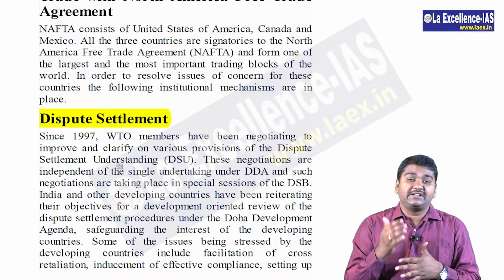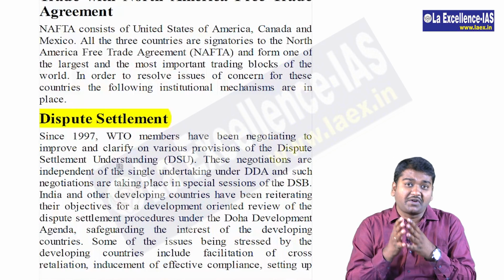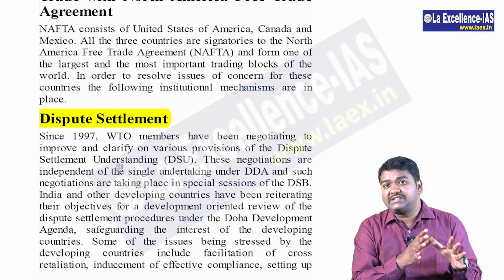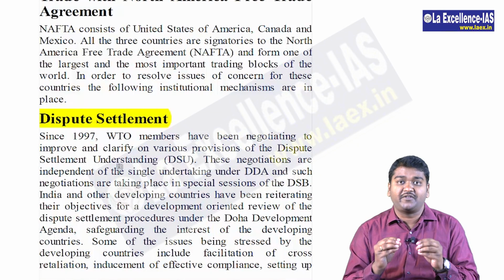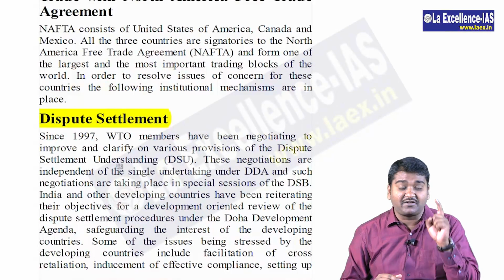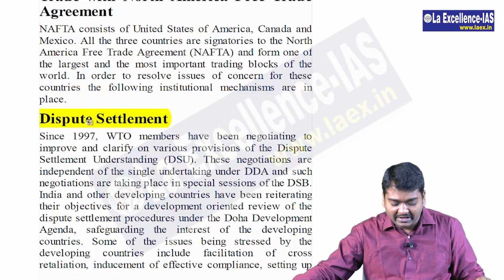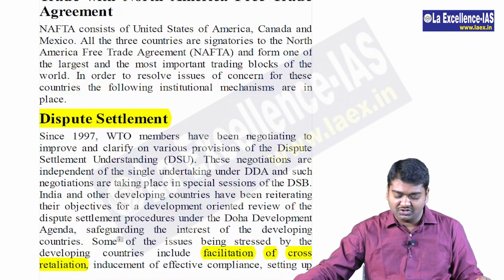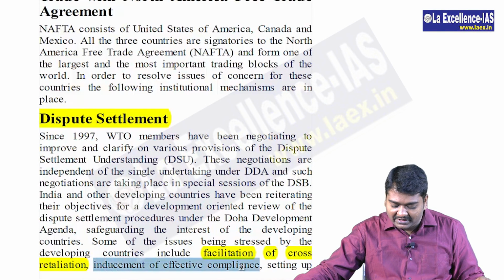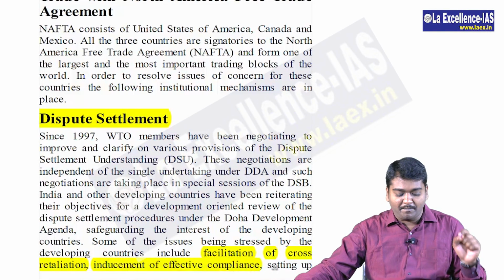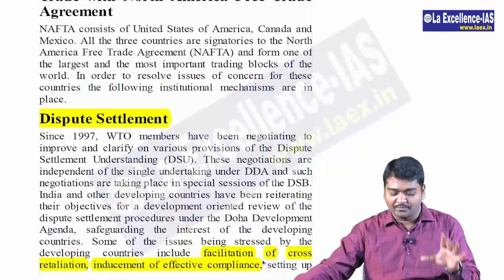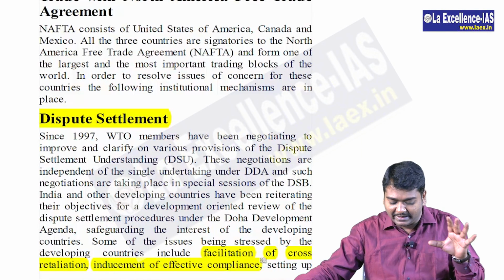But developing countries and least developed countries have always requested the WTO to consider some facts which are important for them. One major demand, with respect to dispute settlement, is about facilitation of cross retaliation, inducement of effective compliance and setting up of a dispute settlement fund, right? What exactly do you mean by this?